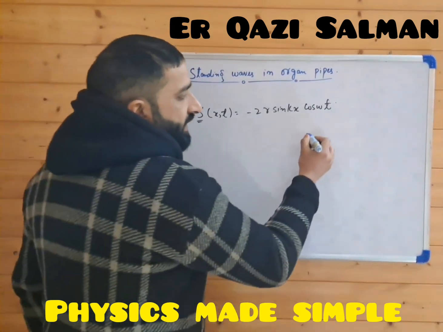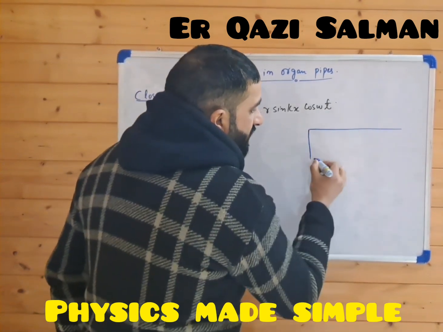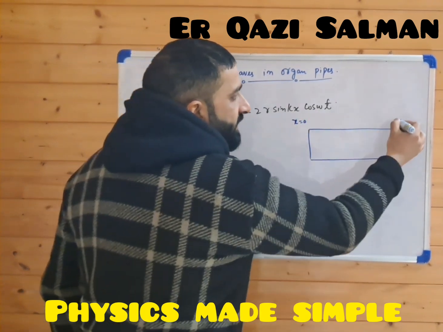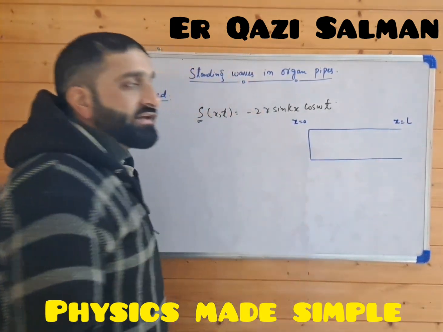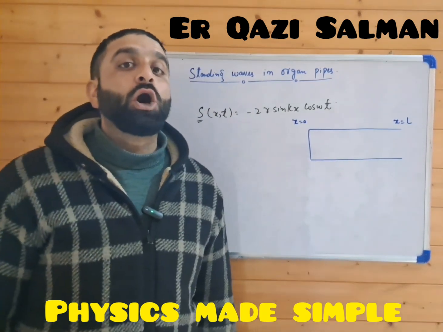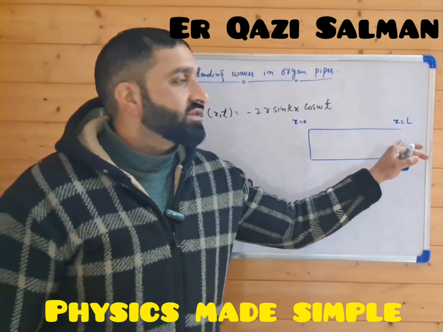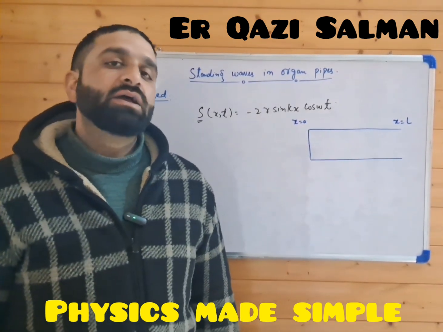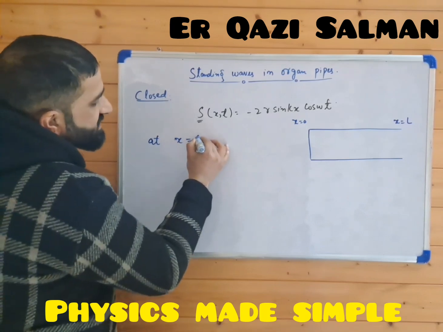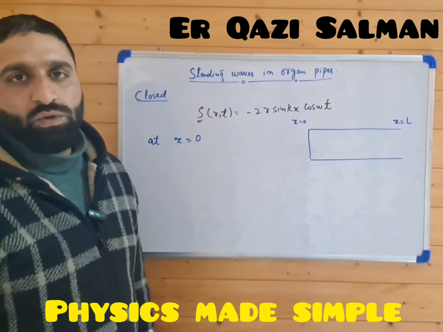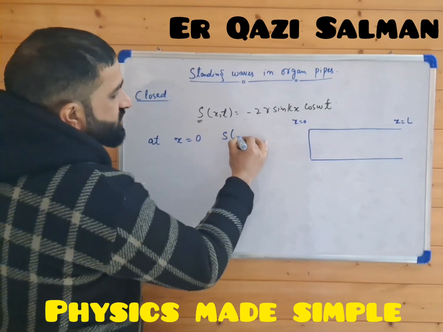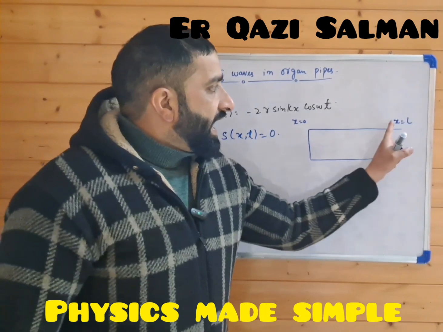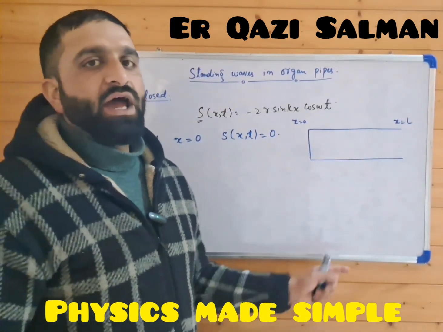Taking the closed organ pipe, it is open at one end and closed at the other. So here x is equal to 0, here x is equal to L. In case of organ pipes, we always have an antinode at the open end, and in the closed organ pipe we have a node at the closed end. At x is equal to 0, we have a node. That means at x is equal to 0, s(x,t) is equal to 0. Now, at x is equal to L, we have an antinode.